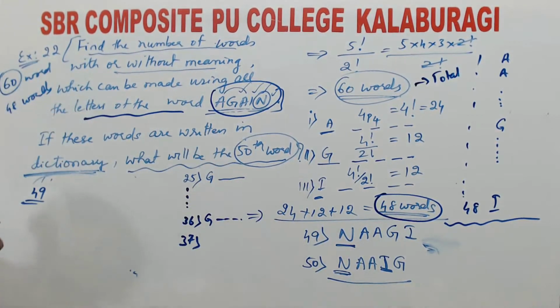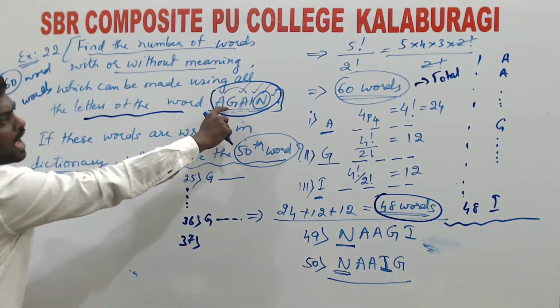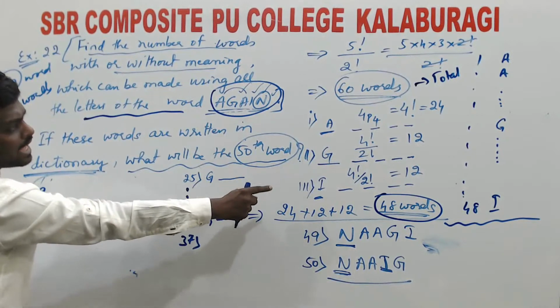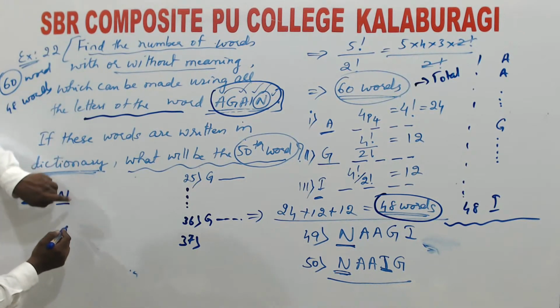So after 48, which is the position? 49. So according to the dictionary, after A, G, I, what is the letter that will come? N. Right. So now form a word using the letters according to the dictionary. Right. So now this is fixed.